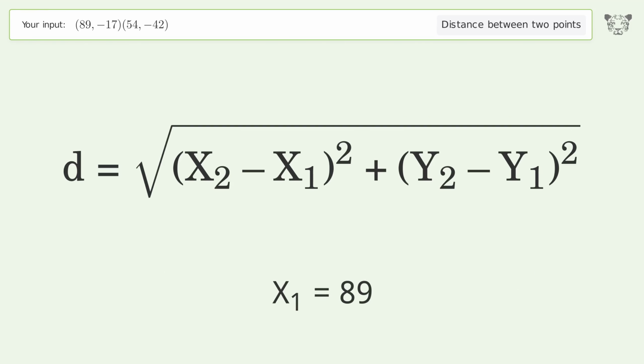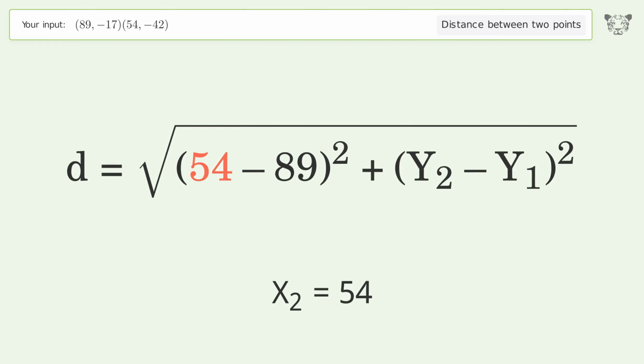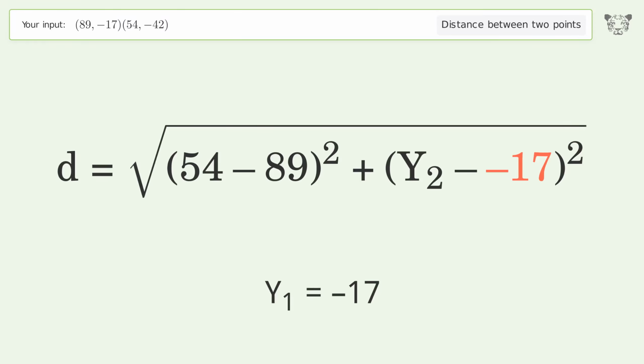x1 equals 89. x2 equals 54. y1 equals negative 17. y2 equals negative 42.